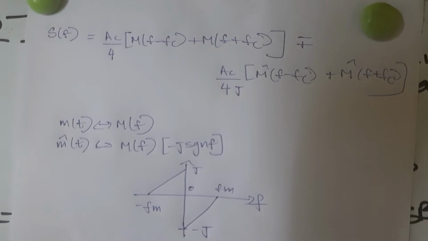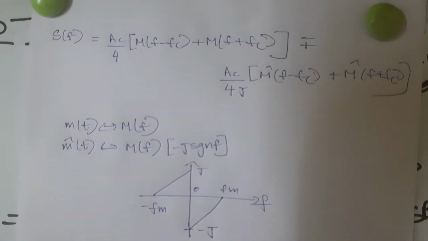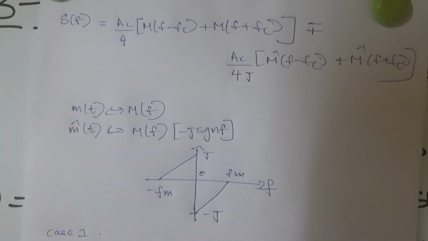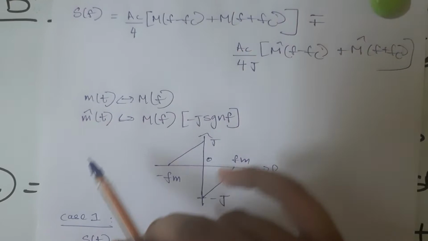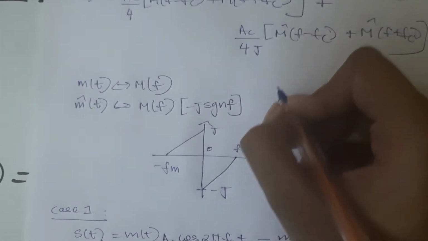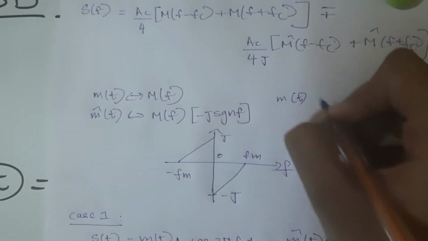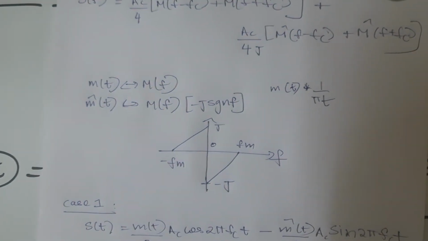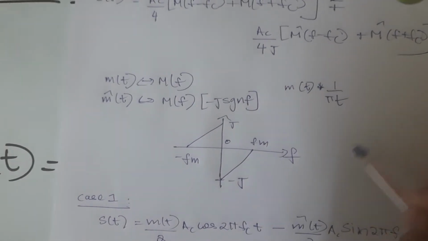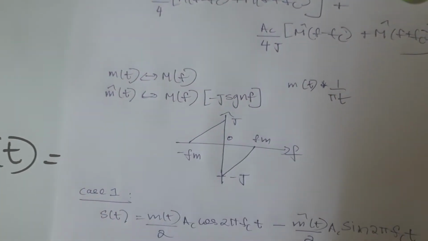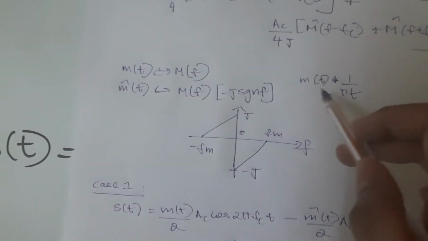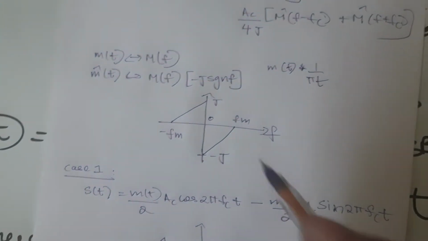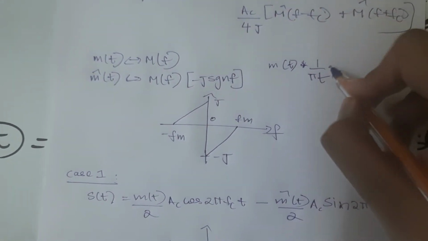Now, before everything, the first task we should do is to find the Hilbert transform of the signal m of t. For that, we saw earlier Hilbert transform is nothing but m of t convolved with 1 by pi t. Now in order to make this calculation simple, I will convert from time domain to frequency domain. So when I do that, it will become M of f into minus j signum of f. That is nothing but the Fourier transform of 1 by pi t.